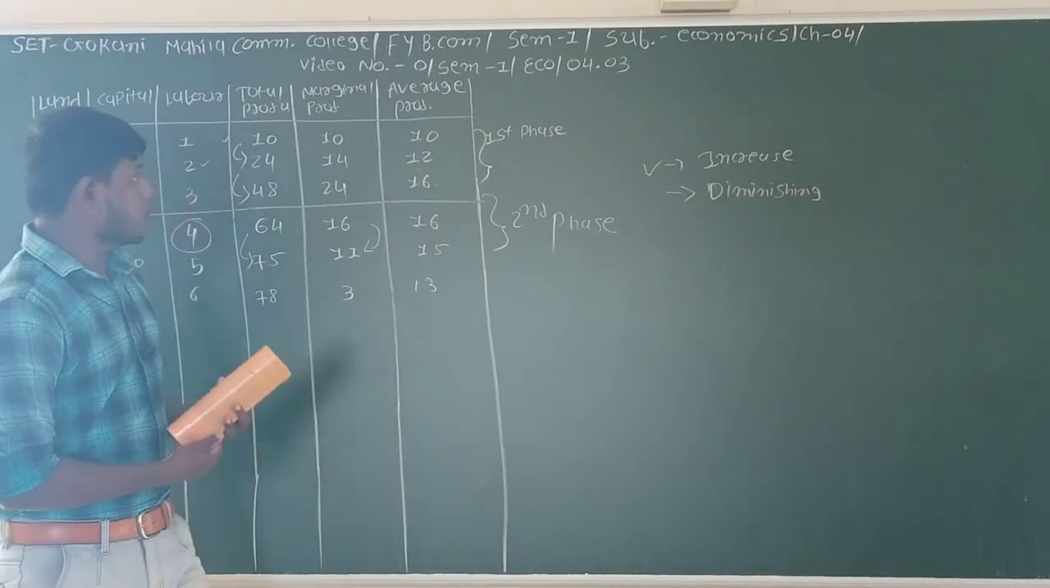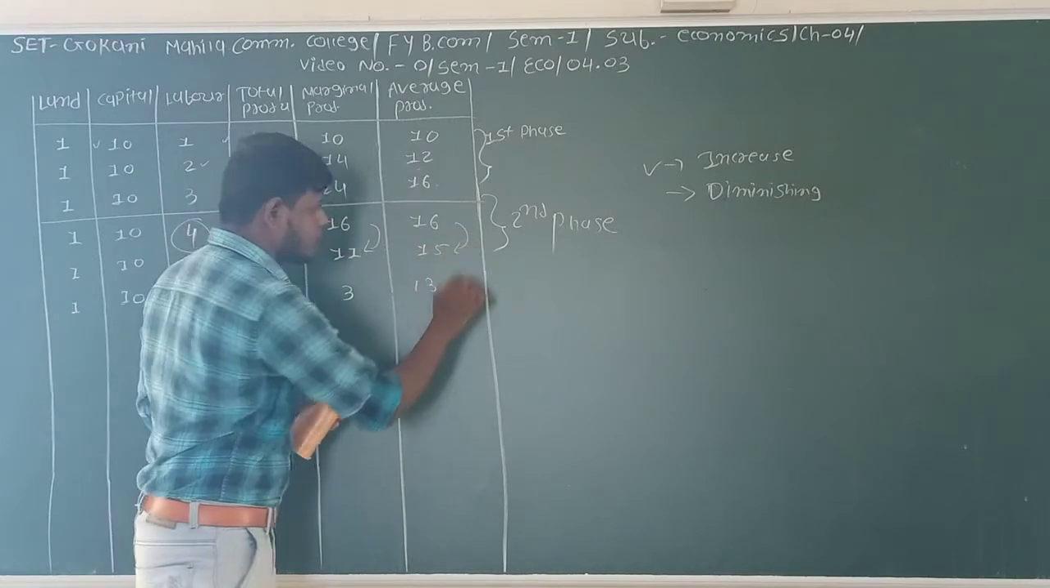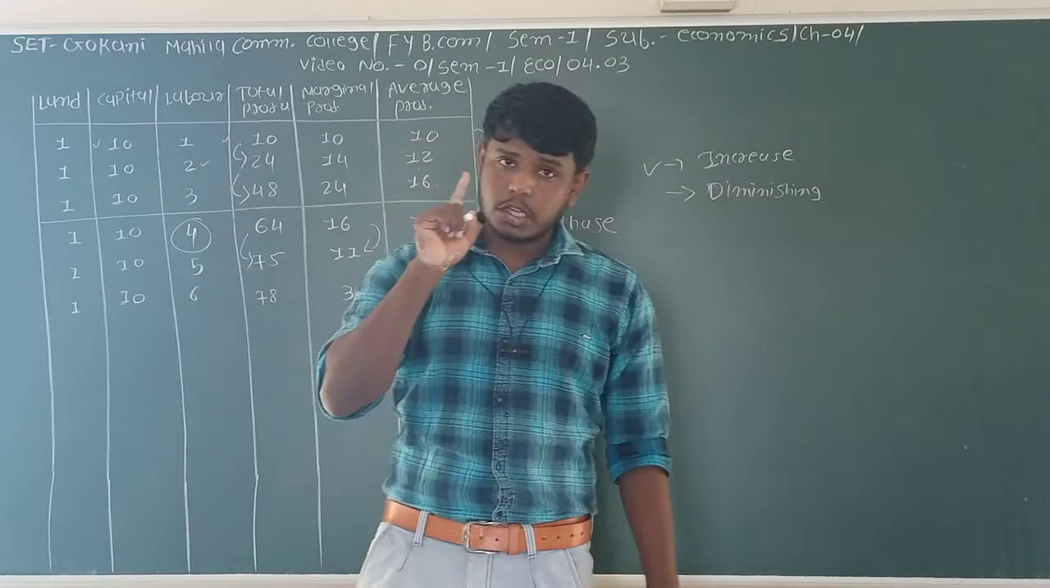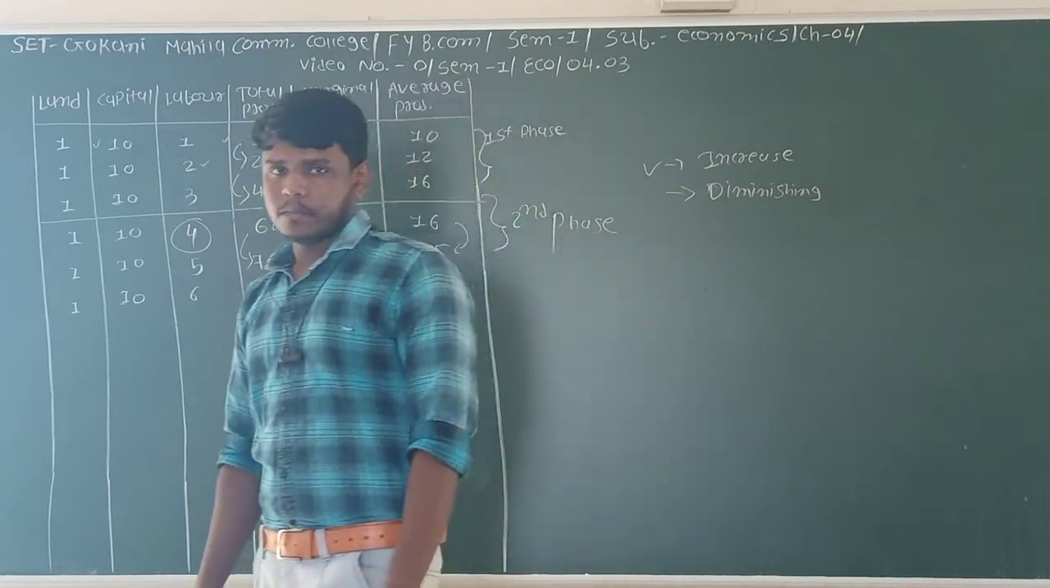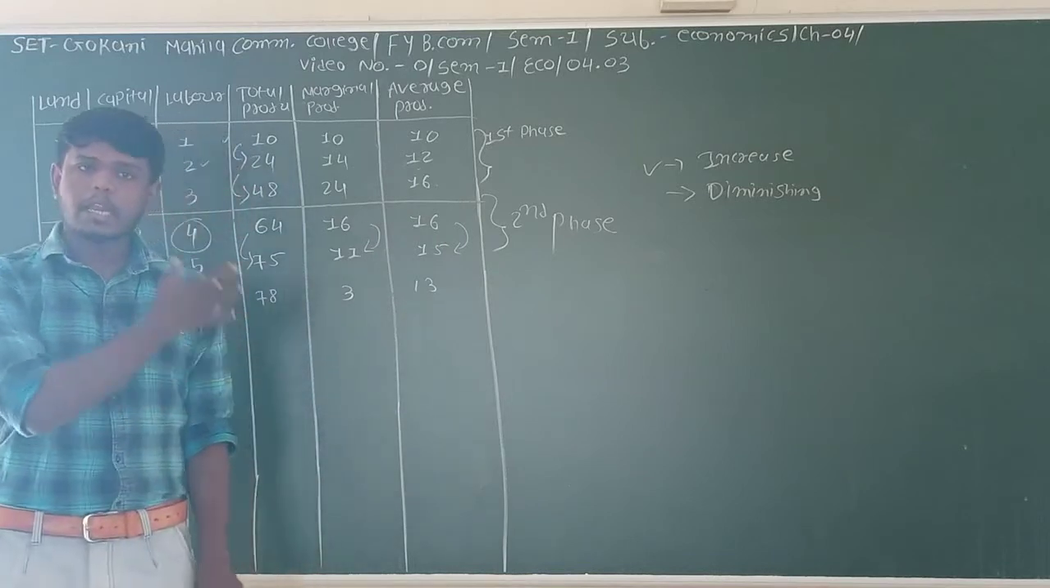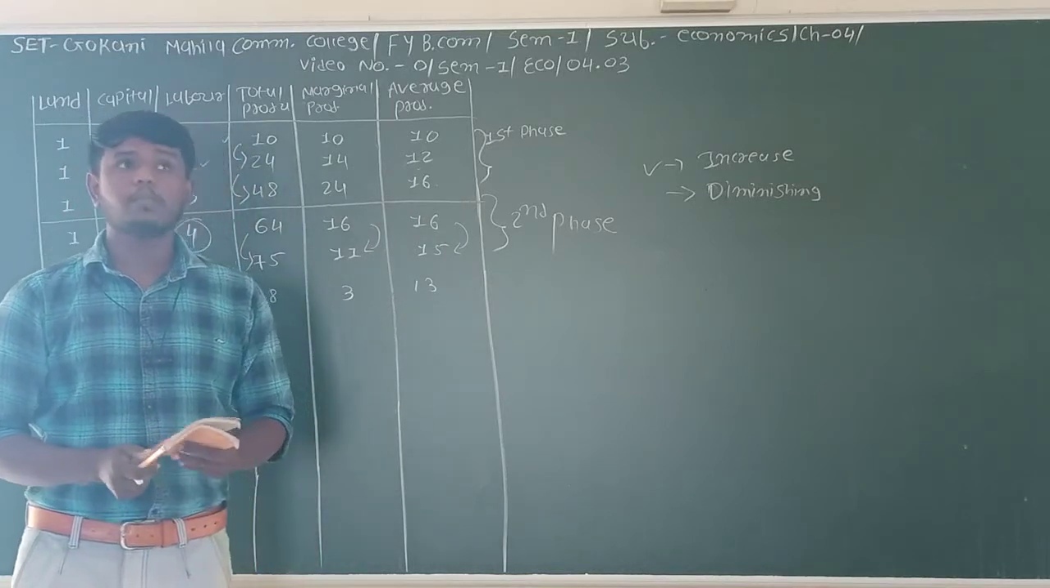After that, if you can see average production, your average production is also in the decremental stage. Here one question must be arising in your mind: from where we will get all this amount?